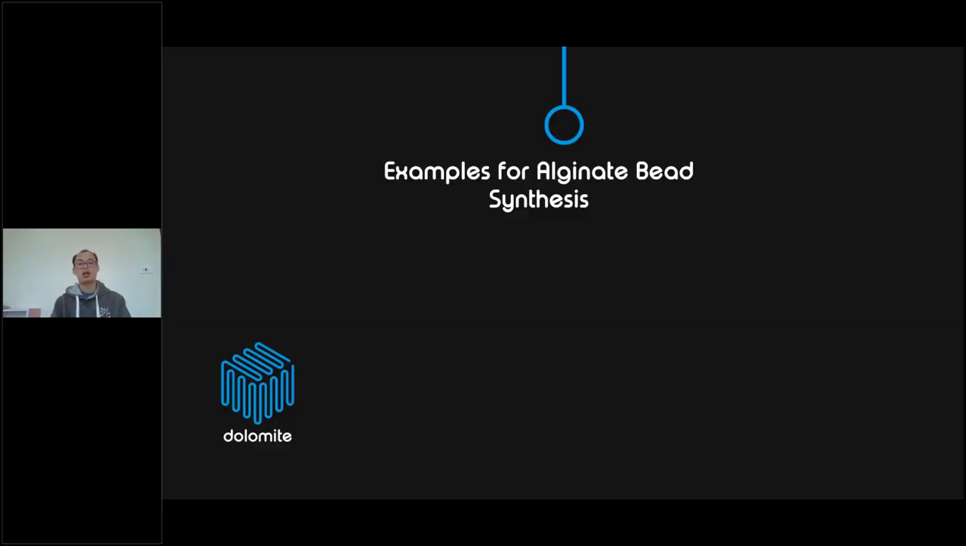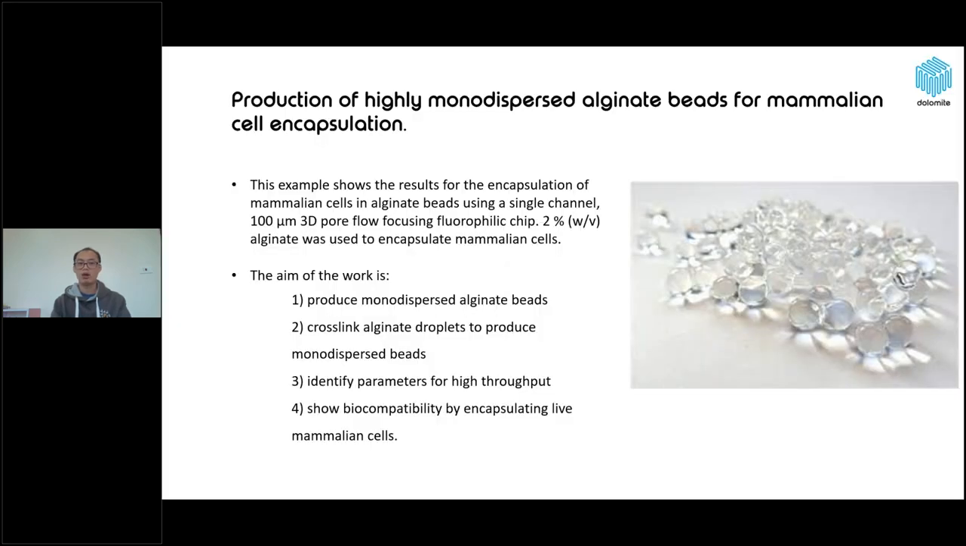So we move to the next step, showing examples of alginate bead synthesis. The first example is the production of highly monodispersed alginate beads for mammalian cell encapsulation. In this example, we saw the result for the encapsulation of mammalian cells in alginate beads using the single channel and a 100 micrometer 3D flow focusing chip, where 2% alginate was used to encapsulate the mammalian cells.